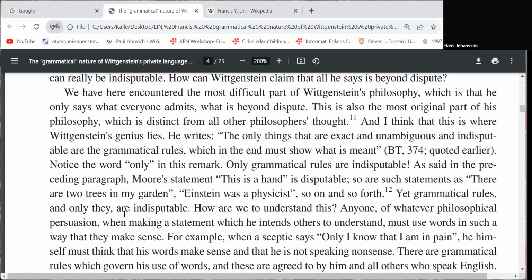He writes, the only things that are exact and unambiguous and indisputable are the grammatical rules, which in the end must show what is meant. Notice the word only in this remark. Only. The grammatical rules are indisputable.